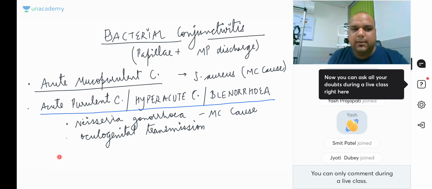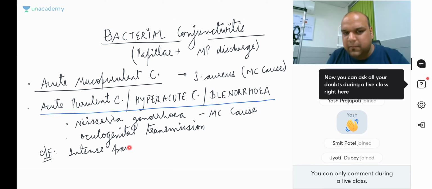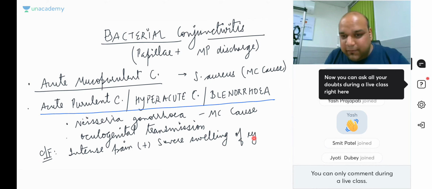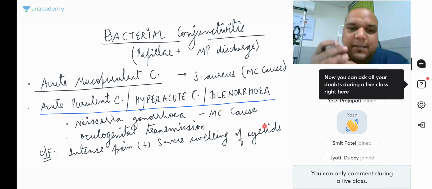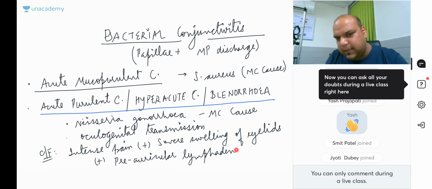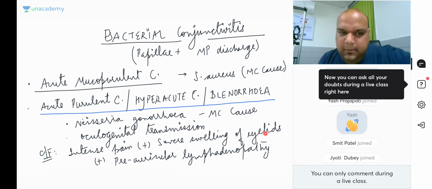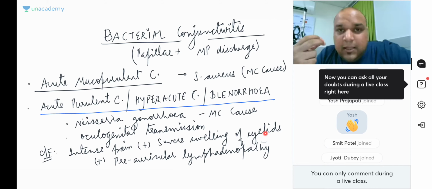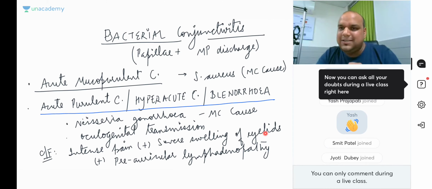Then what is the important point? Clinical features. Apart from the normal clinical features, there is intense pain plus severe swelling of eyelids. Whatever we have discussed about conjunctivitis till now has nothing to do with swelling of the eyelids, but in this case there is severe swelling of the eyelids. Plus, remember there is pre-auricular lymphadenopathy. Apart from papilla, purulent discharge, subconjunctival hemorrhage, redness, and foreign body sensation, there will be very severe pain, swelling of eyelids, and pre-auricular lymphadenopathy. These are the three diagnostic clinical features of acute purulent or hyperacute conjunctivitis, or blenorrhea, what we call it.